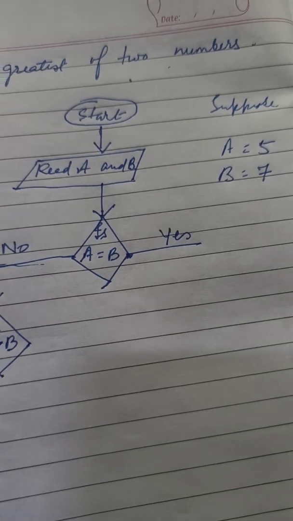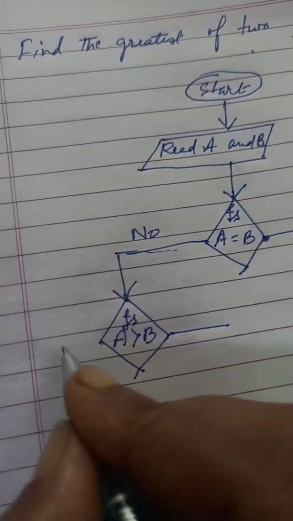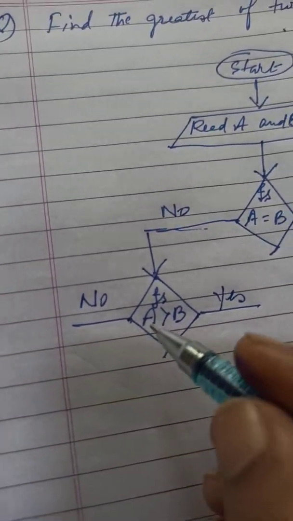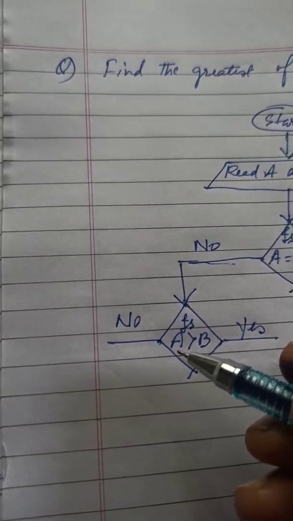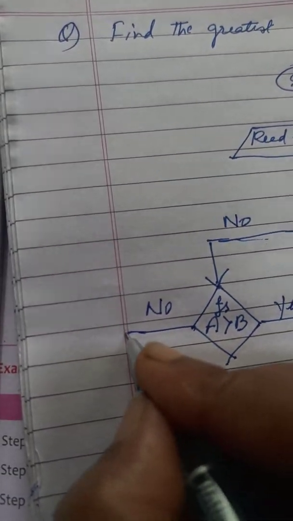Now again see your values. In A, 5 is stored and in B, 7 is stored. So is A greater than B? Again two lines will move on, one for no and one for yes. So in this case, is A greater than B? I will move on to the no part because A is not greater than B.